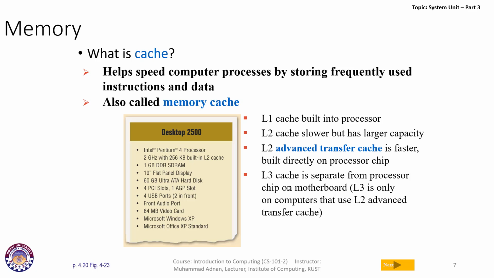This is also called memory cache. If you have a desktop 2500, this is an old system, so you can see its specification, like it's a Pentium 4. It's an old system, but it is just for the purpose of illustration. You can see that we have 1 gigabyte of DDR SDRAM, and we have 2 gigahertz with 256 kilobyte built-in L2 cache. So L1 cache is located inside the CPU, whereas L2 cache is between RAM and the CPU. This specification is of Pentium 4. And in current computers, you may have L2 cache having memory storage capacity in MBs or even in GBs.